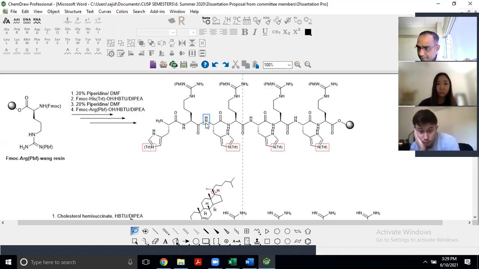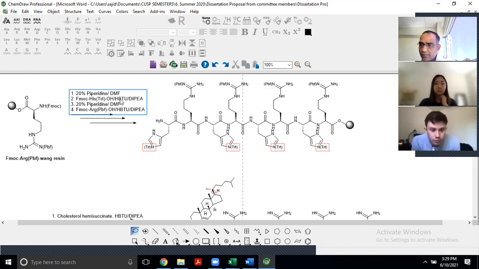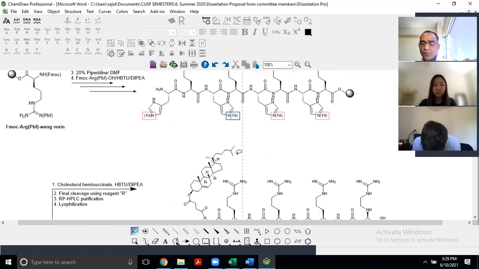So we actually do it. First we take resin. Then we remove the FMOC from the resin. And then we react it with the next amino acid. Then we remove the FMOC from the next amino acid, and then we add the next amino acid, and we keep on doing this until we get this.